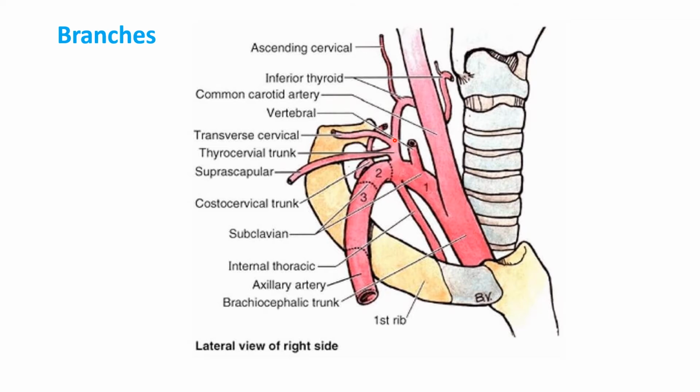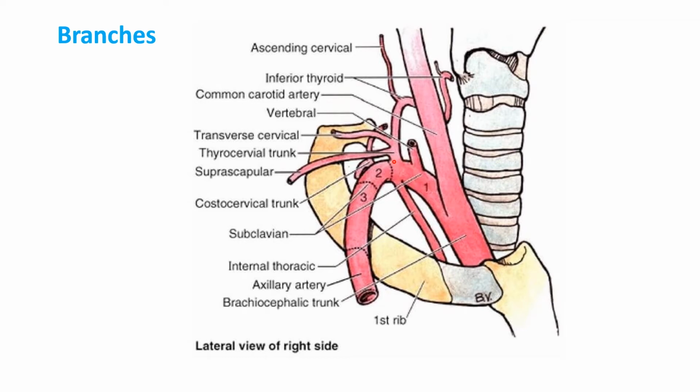And the third branch of it is the inferior thyroid artery, the one which we did in detail when we studied the thyroid. So the thyrocervical trunk is another branch of the subclavian artery. The third branch is the internal thoracic artery, which we saw again in the thorax.